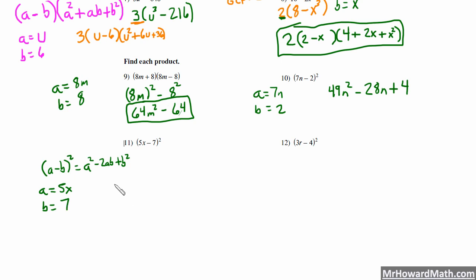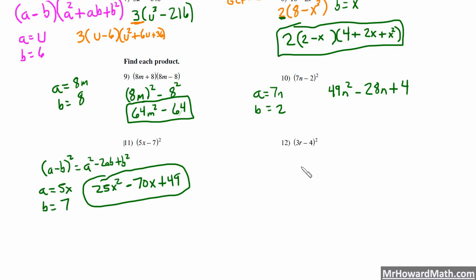So now we just fill in our pattern. So it's a squared, so 5x times 5x is 25x squared minus 2 times this, 2 times a times b. So it's 2 times 5 is 10, times 7 is 70, and stick the x on the back, minus 70x, and then it's plus b squared, so plus this squared, plus 7 squared, so that's plus 49. Okay, 25x squared minus 70x plus 49.